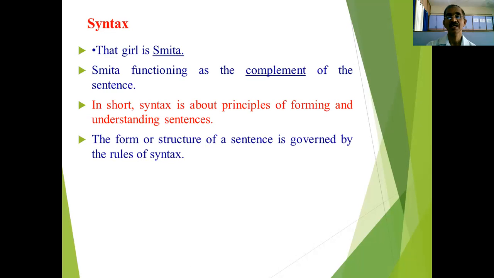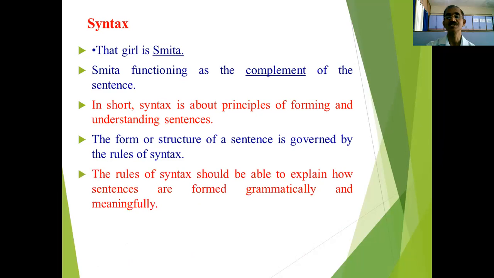In short, we can say syntax is about the principles of forming and understanding sentences. The form or structure of a sentence is governed by the rules of syntax, which are given here.